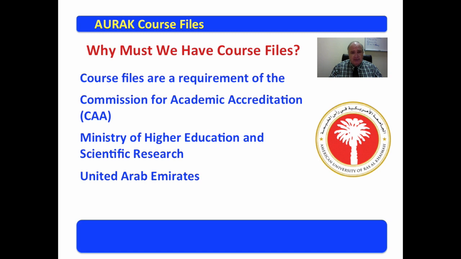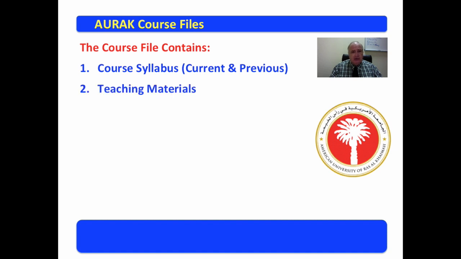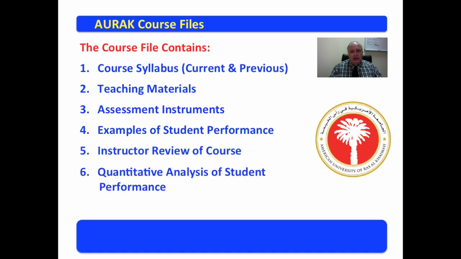So our goal will be simply to determine what needs to be in the files and look at how we might best arrange that. The course file contains several different items. It contains a course syllabus, teaching materials, assessment instruments, examples of student performance, instructor review of the course, quantitative analysis of student performance, and student feedback evaluation. Now, we will proceed to discuss each of these in a little more detail, but you can see that the course file is very organized according to 7 specific topics.